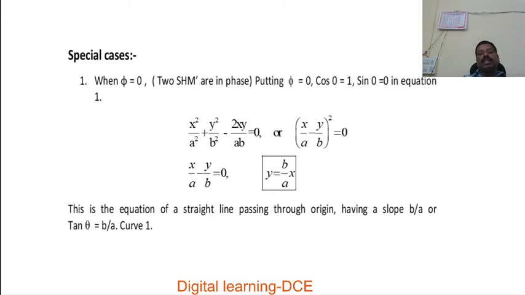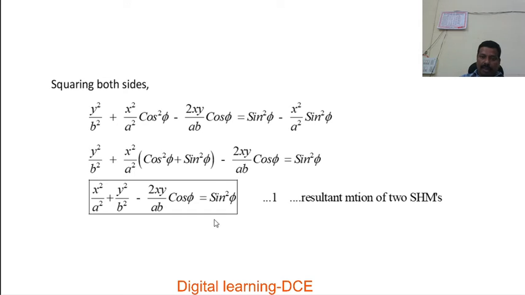Now we are going to discuss the special cases, when φ is equal to 0. The nature of the curve traced by the two simple harmonic motions, superposed on one another at right angles to each other, is decided by the phase term and the a and b values.